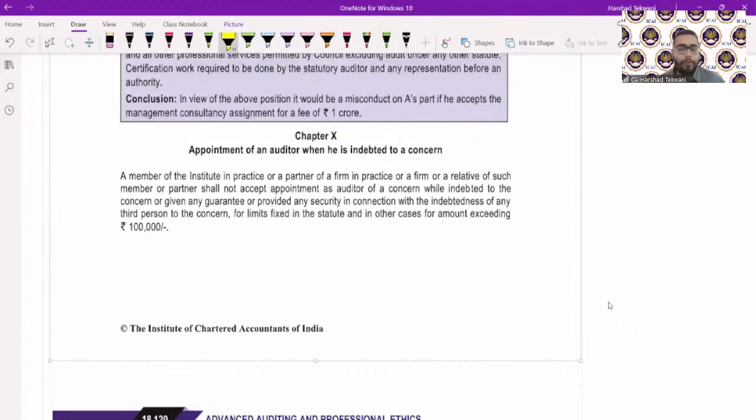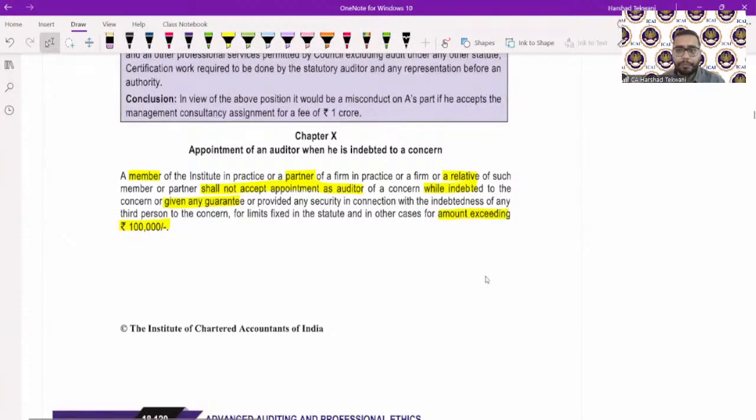In the same way, there are guidelines from the institute which talk about a chartered accountant, a member of the institute in practice, or a partner of a firm, or a relative of such member or partner. They shall not accept appointment as an auditor while in debt to the concern, or if they have given any guarantee or any kind of security to that entity or concern, amount exceeding 1 lakh rupees. Again, member, partner, relative shall not accept if in debt or has given any security amount exceeding 1 lakh rupees. Clear? So they should not accept an appointment as an auditor.